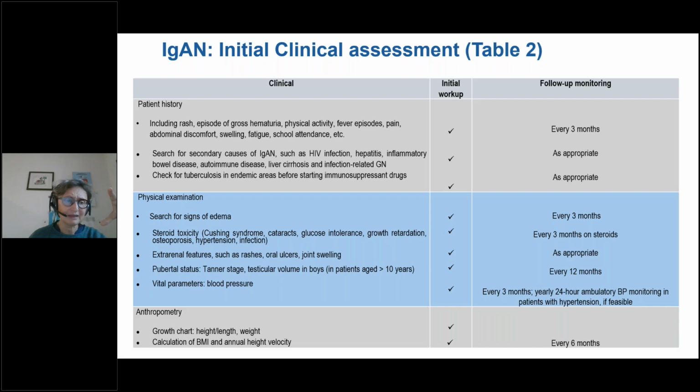In terms of physical examination, you check for signs of edema. If the patient is already on steroids, you check for steroid toxicity, but this is not valid at initial assessment. You always have to check for extrarenal features, which can point you towards other forms of vasculitis, which can present in a similar way to IgA nephropathy. You check the pubertal status and the vital parameters, in particular the blood pressure. You always have to take anthropometry with the growth chart, so height or length, weight, and BMI.